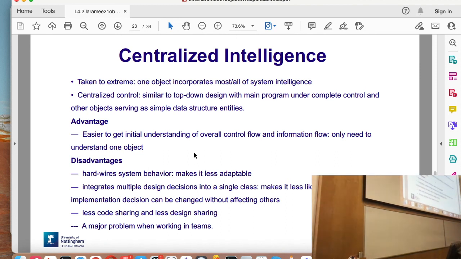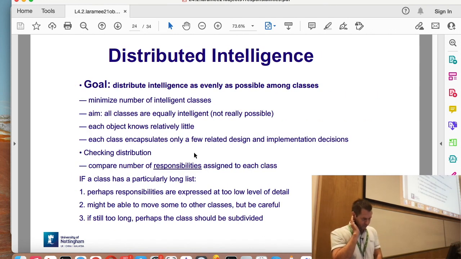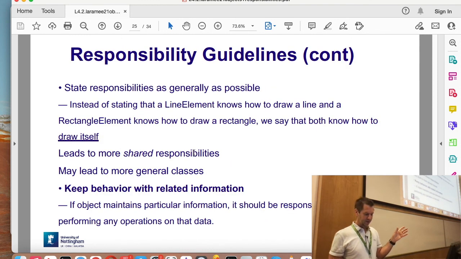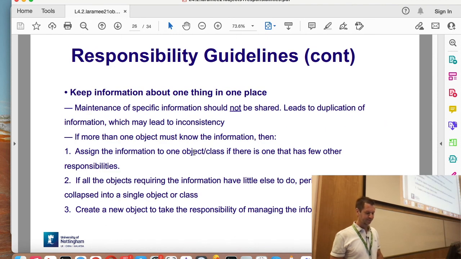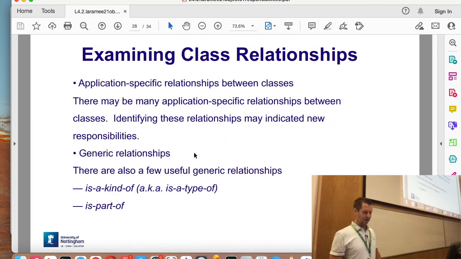Okay, I think we're out of time. There's probably another class after this anyways. So please watch the rest of the lecture. We were going to talk about distributed intelligence. This is the goal of object-oriented methodology, to distribute the intelligence of the software evenly. And then we have some more details about responsibilities, keeping information about one thing in one place, and so on. We have a special class on class relationships, no pun intended, coming anyway. So thanks, everybody.